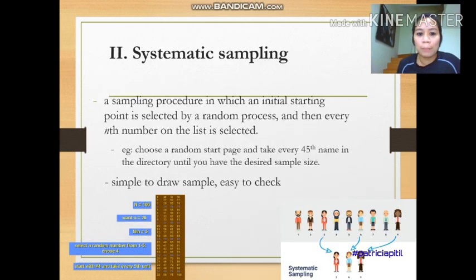Second one is systematic. As we go to the next sampling technique, it will be more detailed and more organized types.